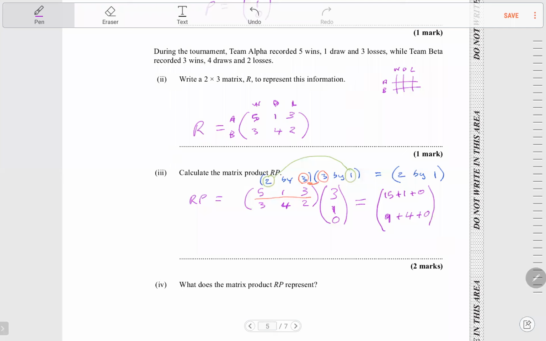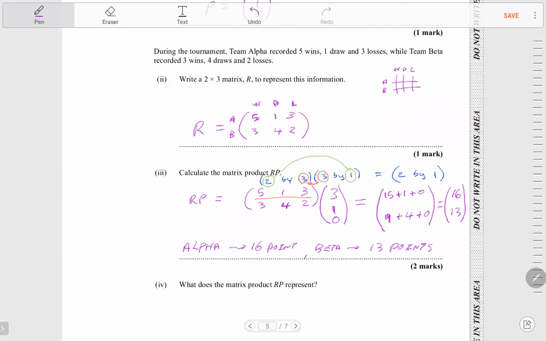All right, and so the final result is 16, 13. And that's the results for A. So it means that A, the A team, alpha, got 16 points. And beta has 13 points. That's what that matrix represents. The points that they get.